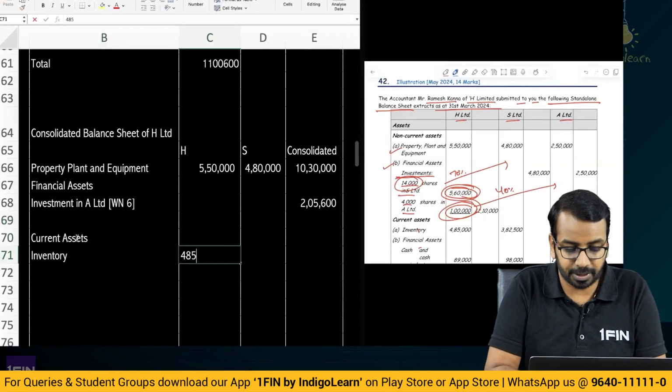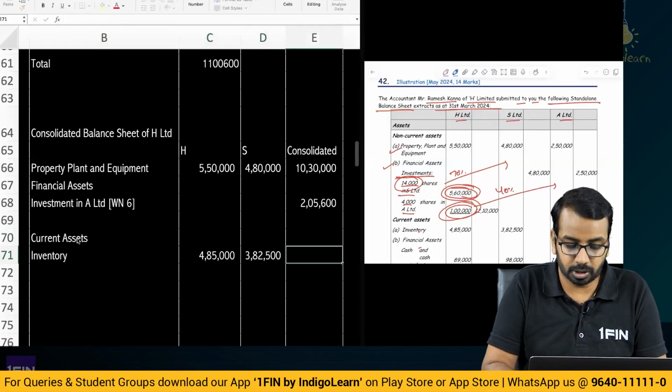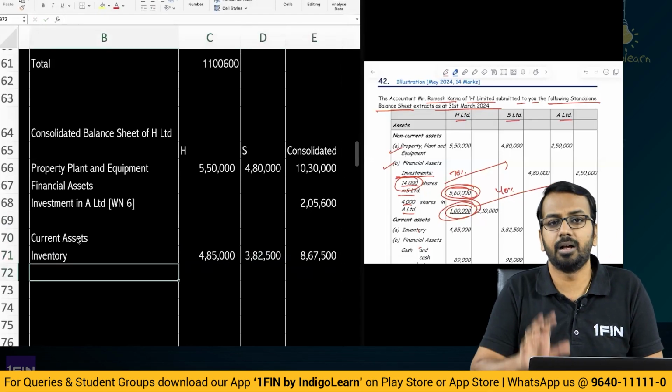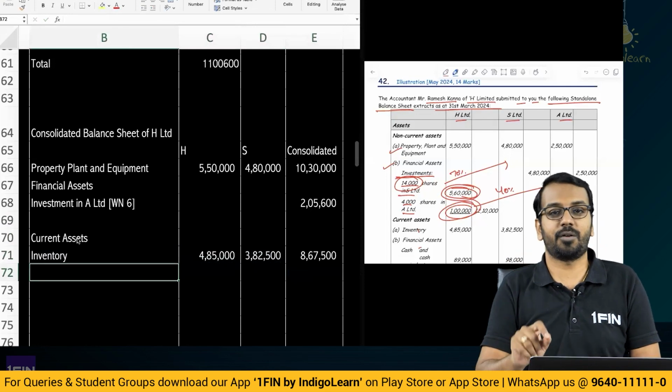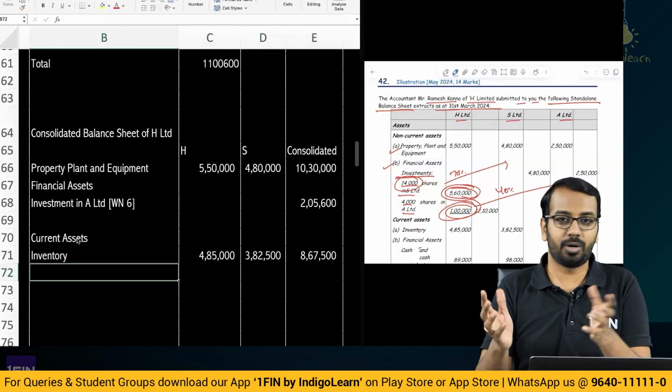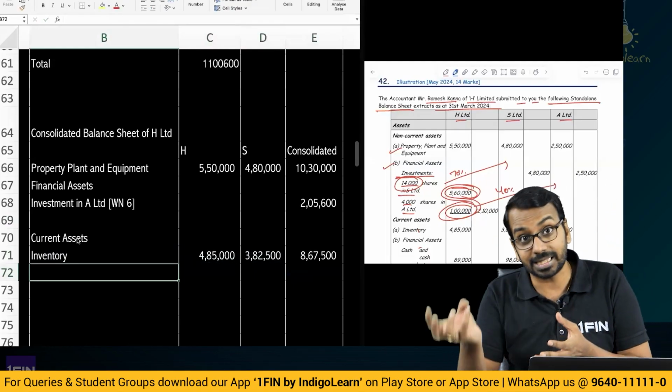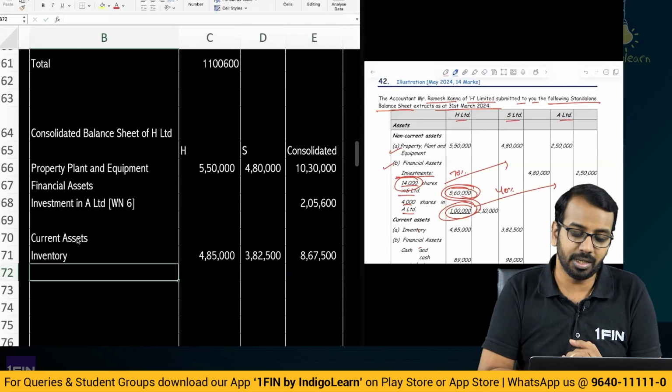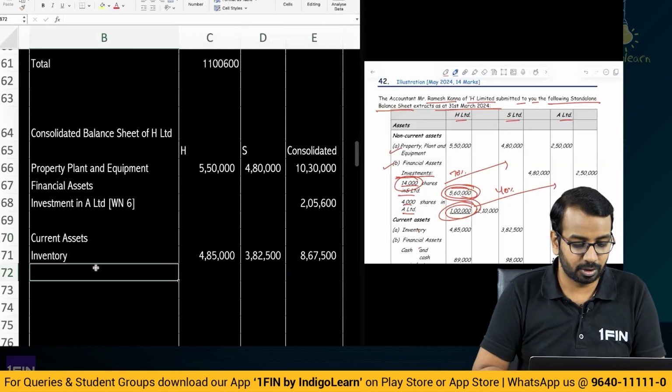Then we have current assets. Inventory 485, 123 and 382, 500. The total is 867, 500. A lot of students tend to reduce the unrealized profit from this inventory. That should not be done because that inventory is now with associate. We don't have inventory in our books. We have net assets from the associate. So we reduce it from the net assets. Okay. Then coming to financial assets.